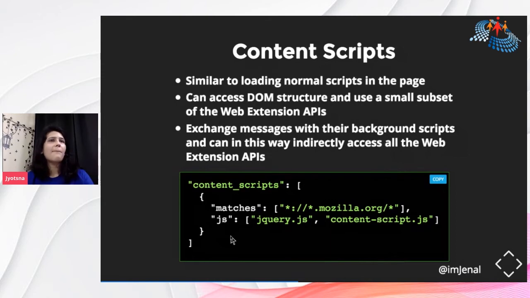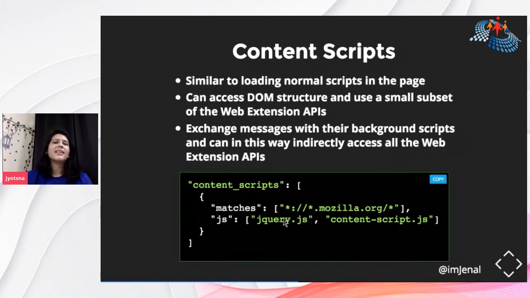So I'll give an example. Let's say there is a website in which you just want to send an alert pop-up when you are loading. What it will do is it will just see the web URL, and the URL is mozilla.org. So basically it's a domain. In any domain of mozilla.org, these JS scripts will be running.